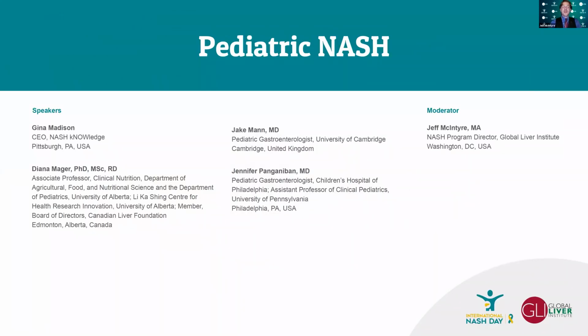First up, Jake Mann. Dr. Mann is a pediatrician in Cambridge, UK, with a specific interest in NAFLD. He graduated from the University of Birmingham and after working in Leeds, moved to Cambridge to train in pediatrics. He's currently undertaking a PhD at the Institute of Metabolic Science and is coordinating the development of the European Pediatric NAFLD Registry, something I'd really like to ask you about later on as well.